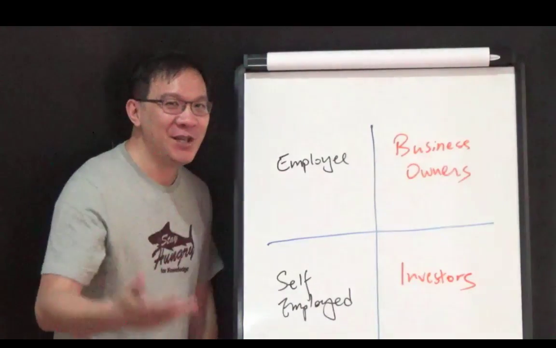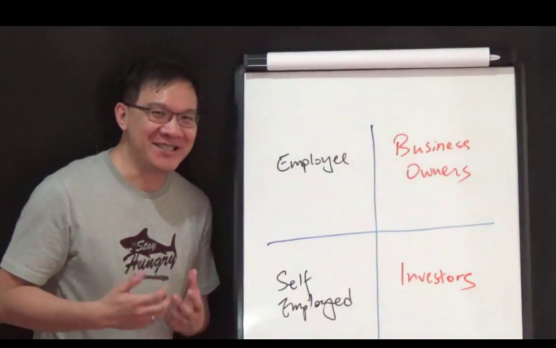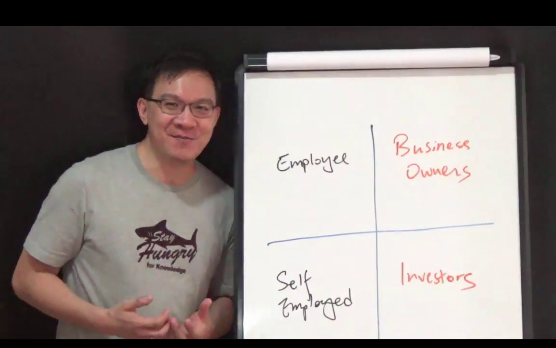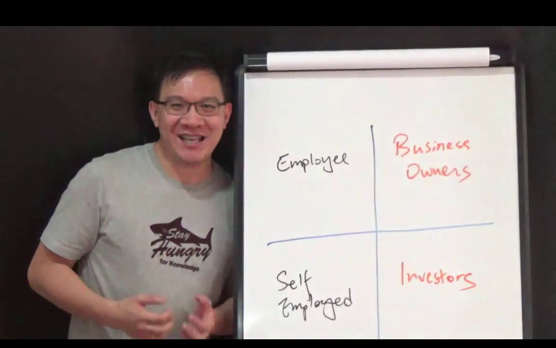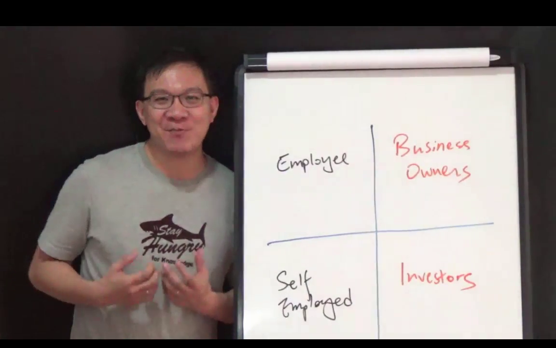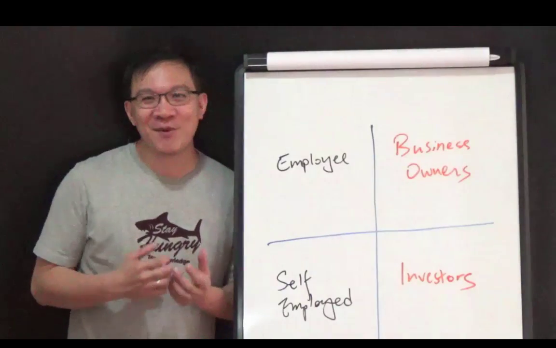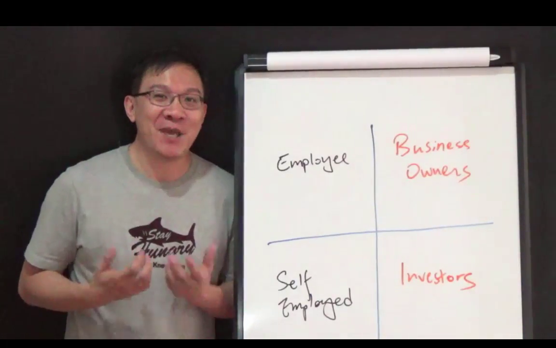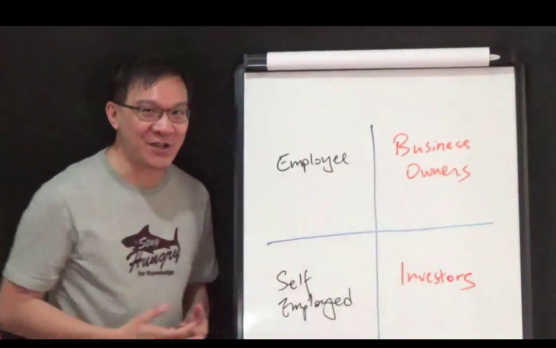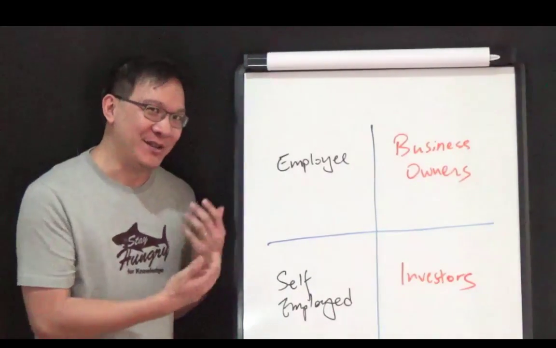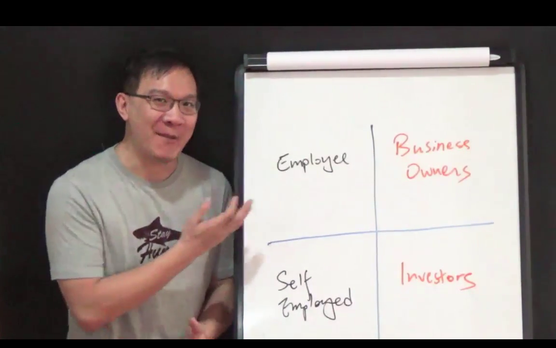So I want to do this video to explain to you that what Robert said about the US tax system can also be adopted in the Singapore tax model. So here's my hypothesis. The Singapore tax system also benefits people who are on the right-hand side of the cash flow quadrant and not the left-hand side, especially if you are an employee.